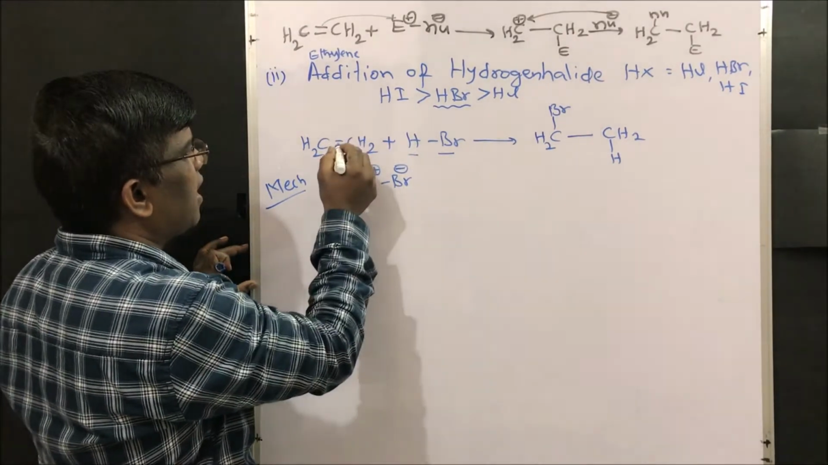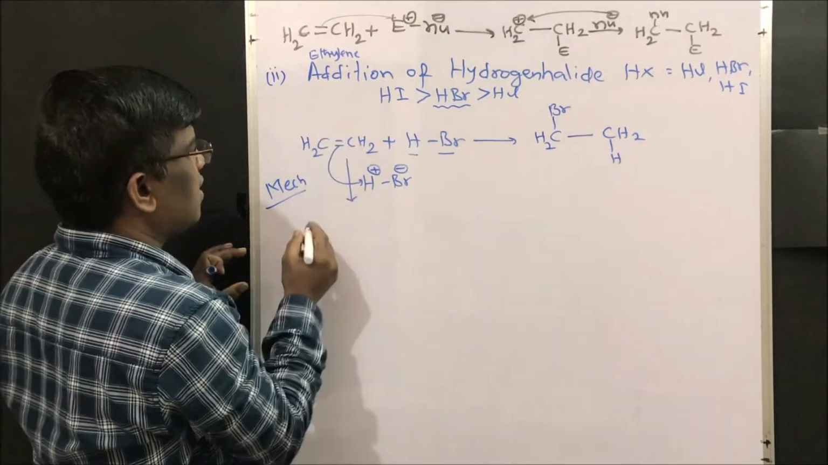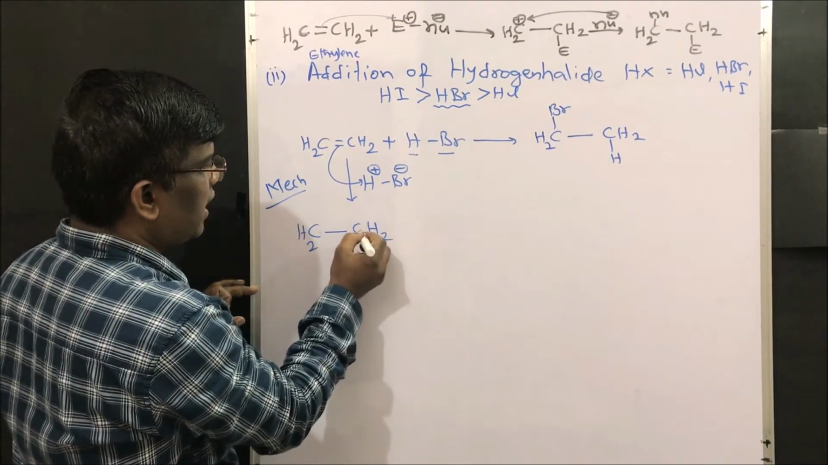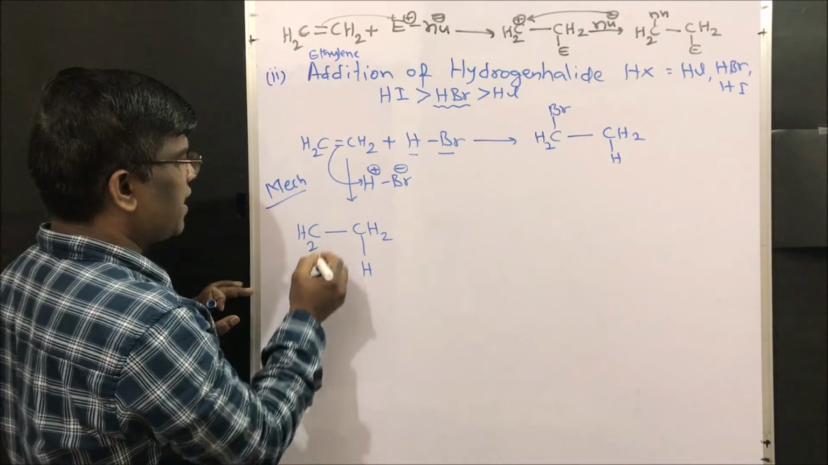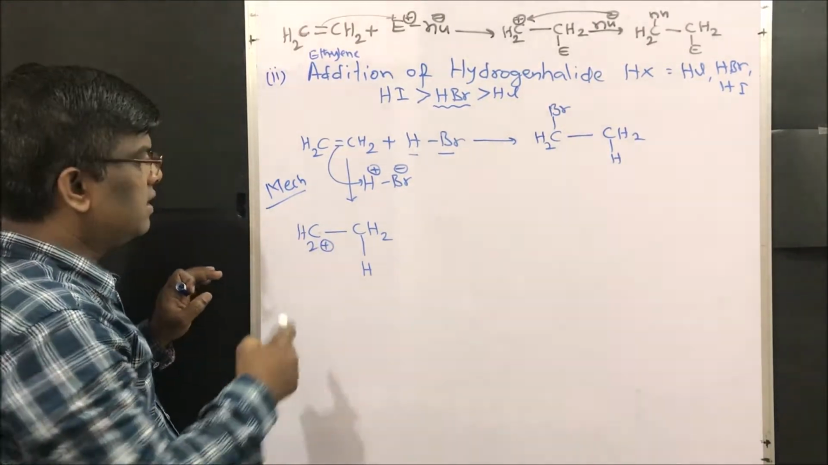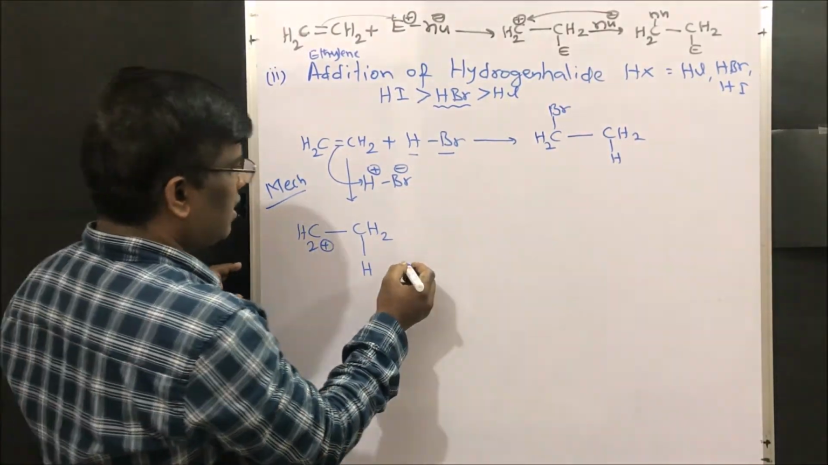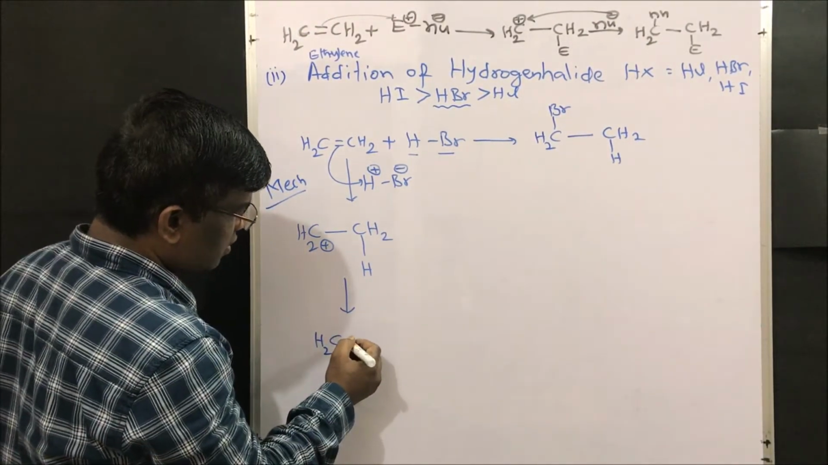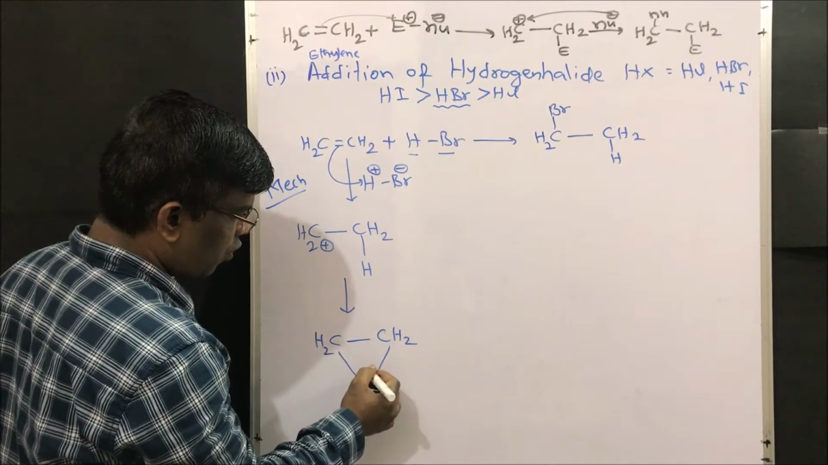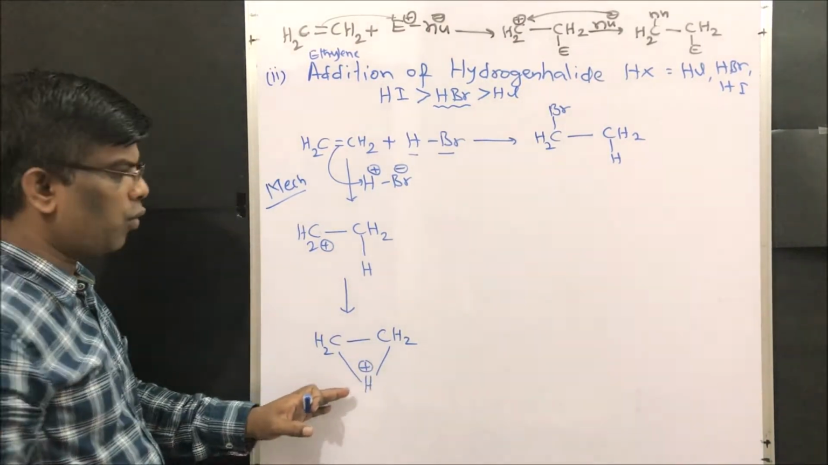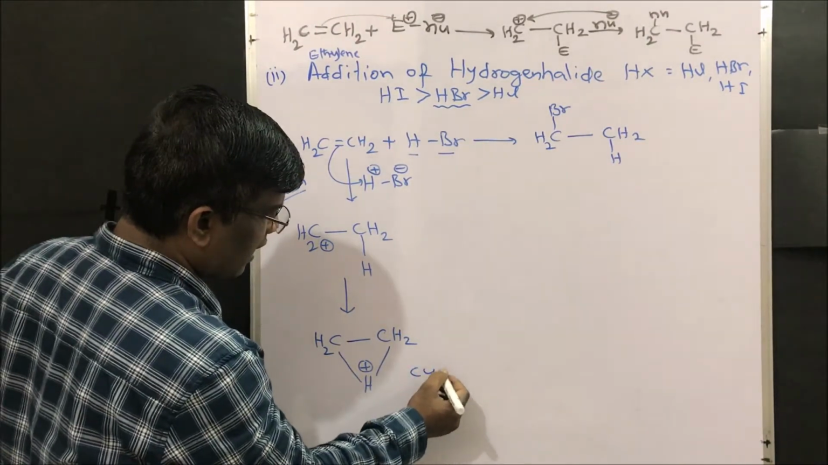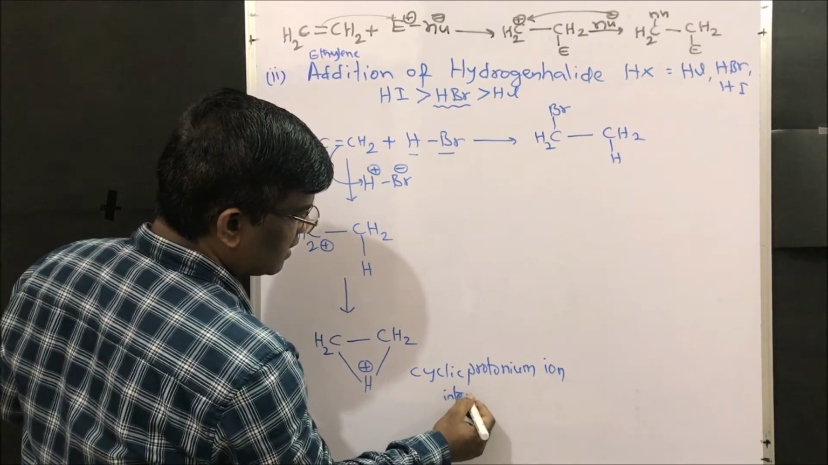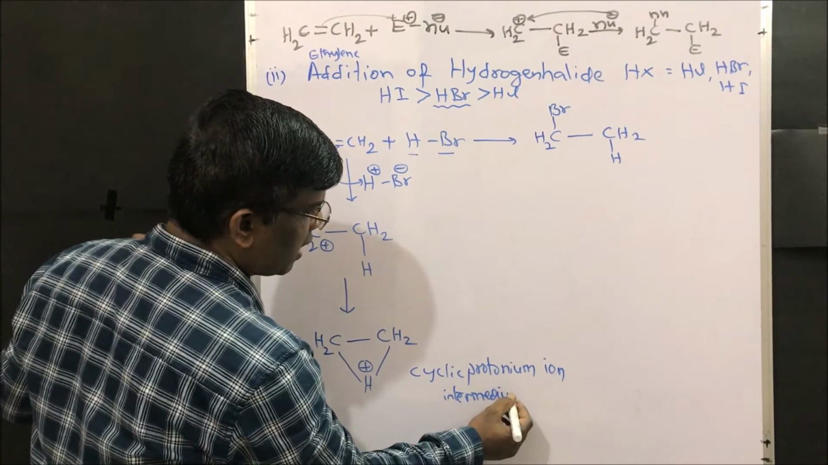So this H plus ion adds first with this alkene to give this intermediate where hydrogen is added here. Right friends? So this is the carbocation. This carbocation with hydrogen forms a protonium ion, a cyclic protonium ion. This is the cyclic protonium ion intermediate. It is similar to our bromonium ion.